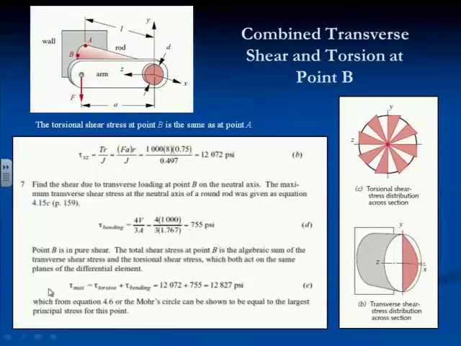But bending stress, of course, is 0 here. So these are on the same face, so I can just add them together and I get about 13,000 psi. So this thing could fail at either point depending upon which numbers happen to turn out bigger.